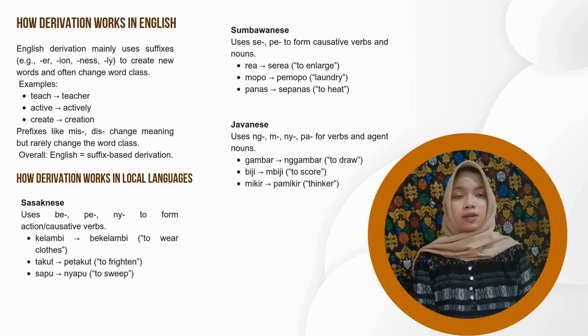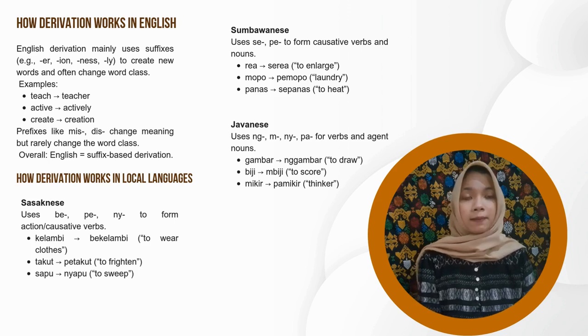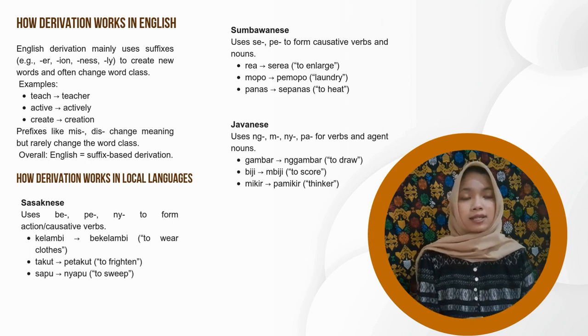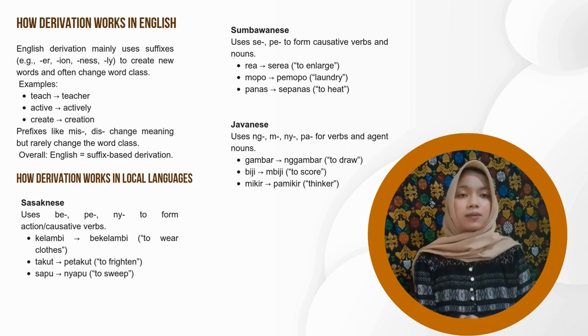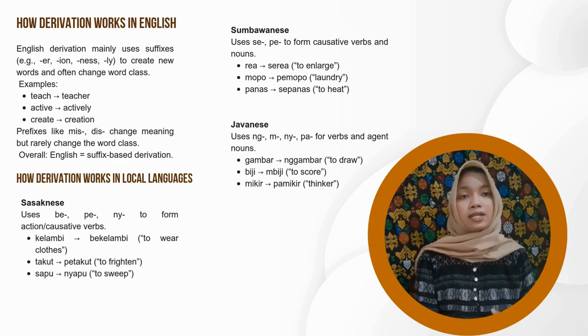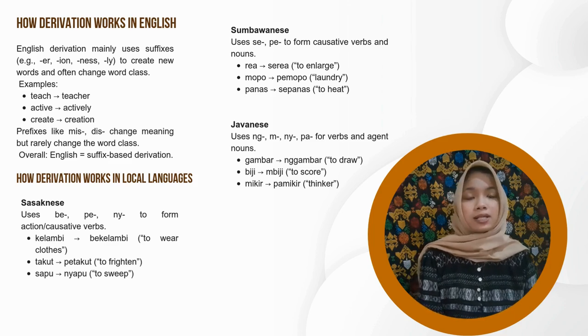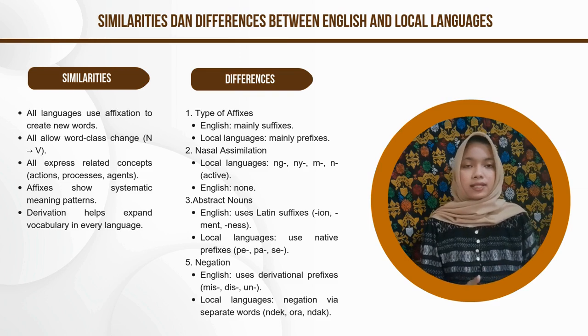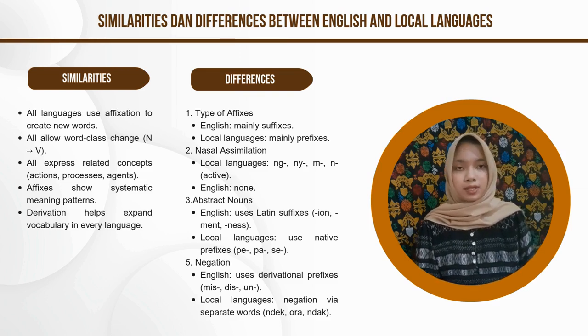In Javanese, common prefixes include ang, nya, and pa. These form verbs and agent nouns, such as gambar becomes a gambar, to draw, biji becomes biji, which means to score, and mikir becomes pamikir, which means thinker. Okay, next, similarities and differences between English and the three local languages.